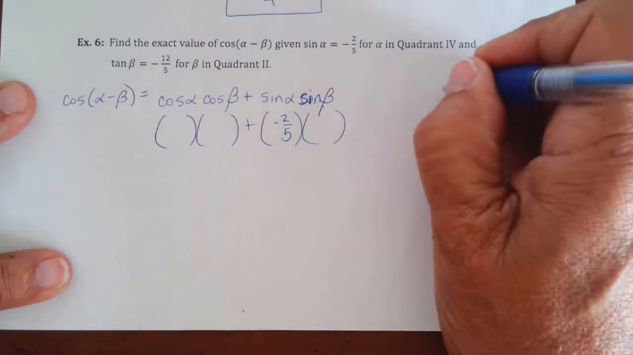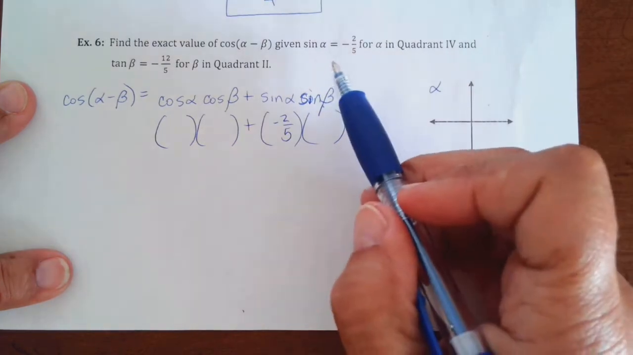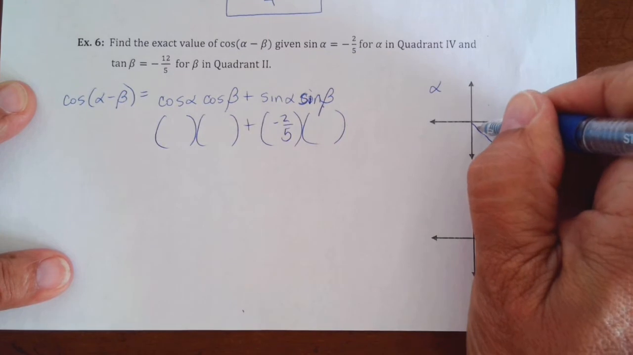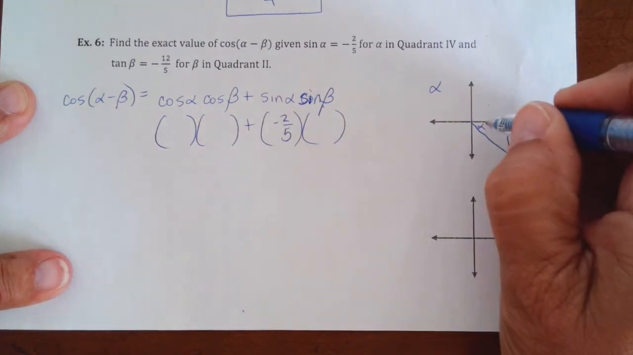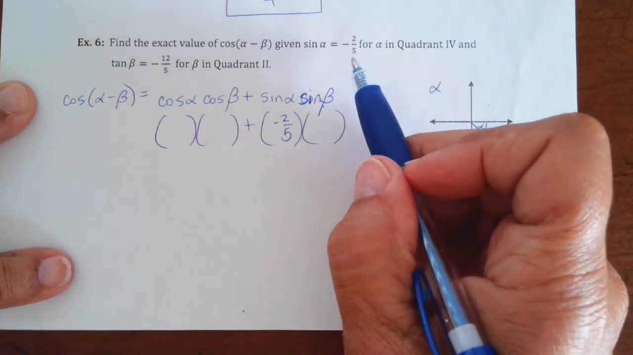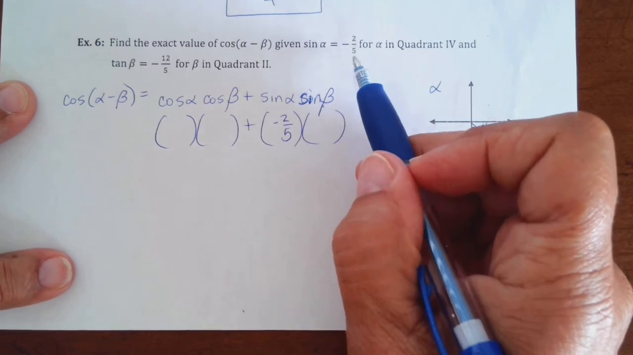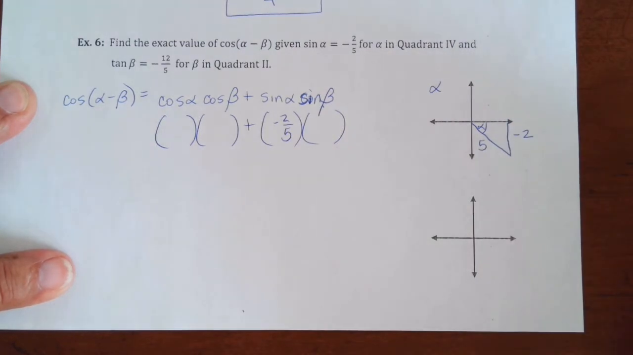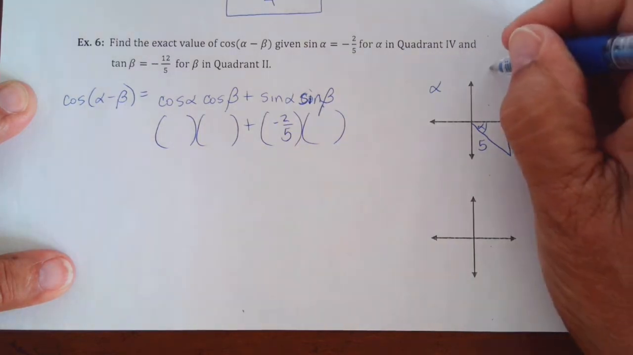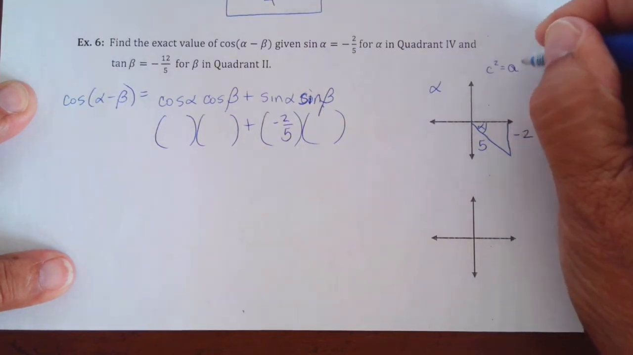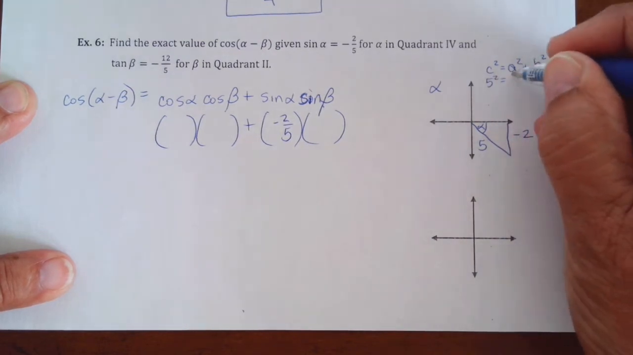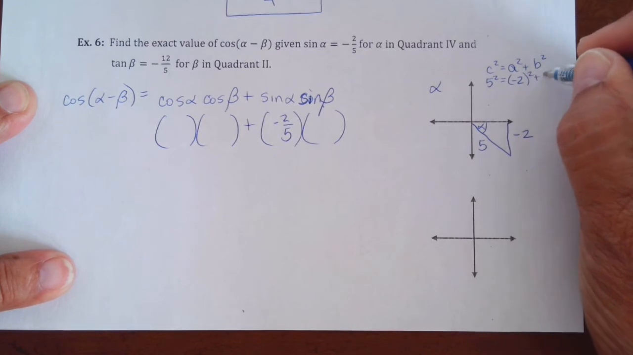So let's start with alpha. So here's going to be alpha stuff. Alpha is in quadrant 4. Okay, so remember, you always draw your triangle to the x-axis. So there's angle alpha right there. And you know the sine is 2/5, negative 2/5. So sine is opposite over hypotenuse, okay? So then we would do the Pythagorean Theorem to figure out this side. So c squared equals a squared plus b squared. So we would do 5 squared equals negative 2 squared plus b squared.